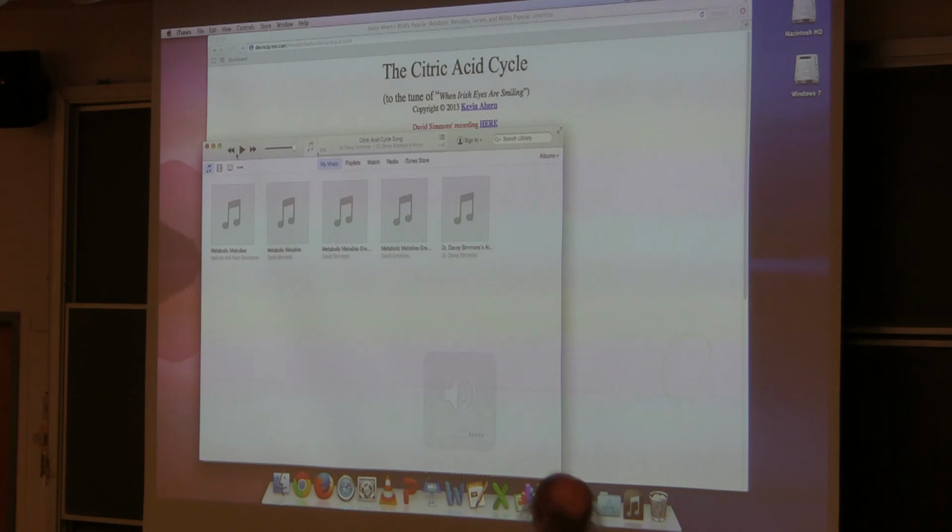Okay. This one's called the citric acid cycle. What did I just do? Sorry about that. Oh, what did I just do? There we go.